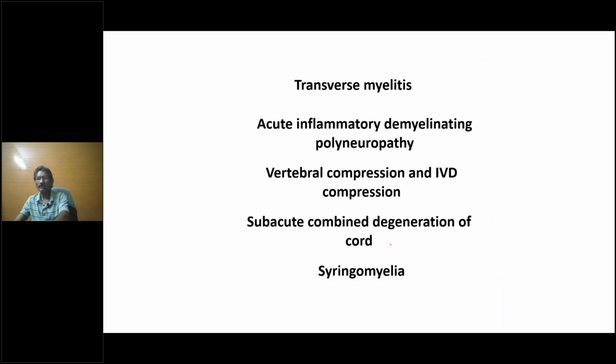Okay, before I finish the class, just go through these topics. These are the common things you ultimately discuss. So transverse myelitis, acute inflammatory demyelinating polyneuropathy, especially when it presents as paraplegia, vertebral compression and intervertebral disc compression, subacute combined degeneration of the cord, and syringomyelia. These are the actual cases we may get. So 5 things which are common. All the other things are more theoretical, like spinal cord infarction, we don't see that commonly. Intramedullary tumors, we don't see that commonly.